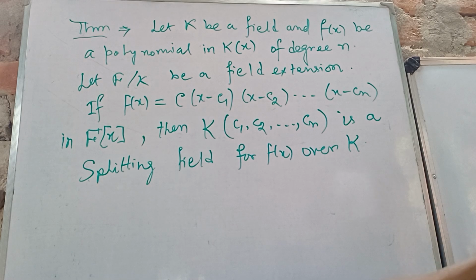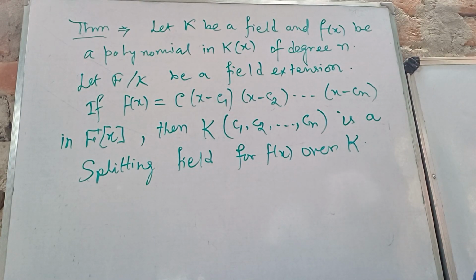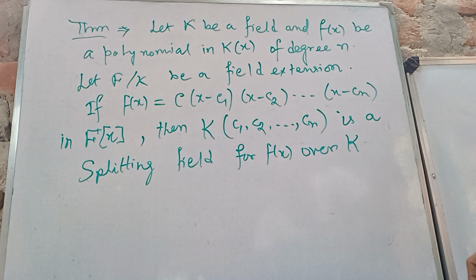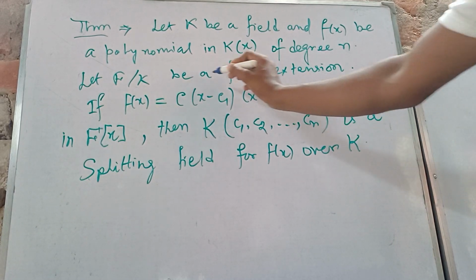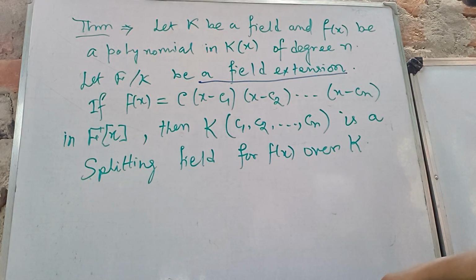That means K is a field and f(x) is a polynomial in K[x] of degree n, then F is a field extension of K and f(x) equals this one in F[x]. Then K(c1, c2, ..., cn) is a splitting field for f(x) over K. Now we write the proof of this theorem.